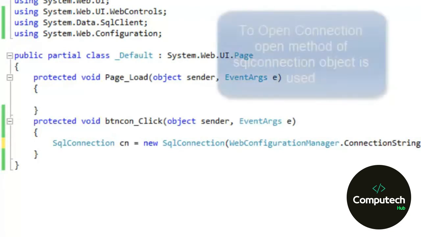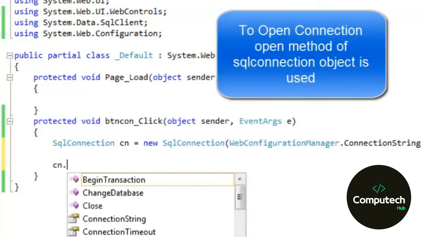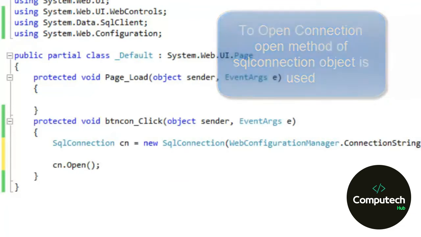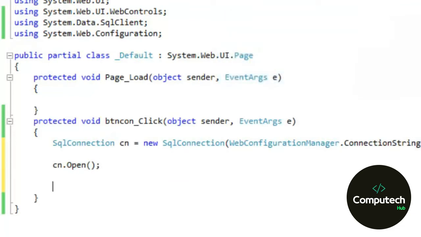Now to open the connection, the cn.Open method is used. Now I want to check whether the connection is opened or not, and I want to display a message in a label that if the connection is open, then it will print connection is open. So I have opened the connection.